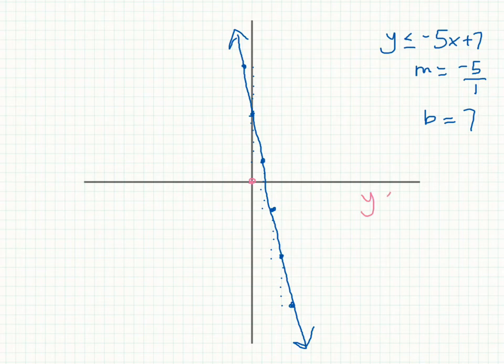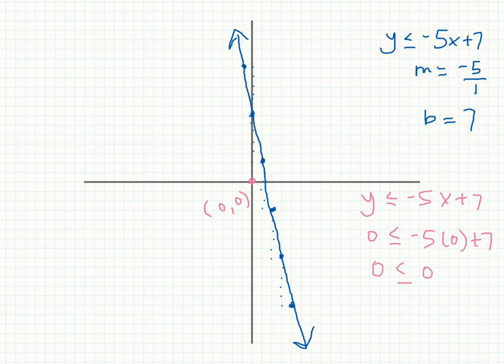So I have y is less than or equal to negative 5x plus 7. And I'm going to substitute a 0 in place of y and a 0 in place of x because my test point was (0, 0). So the 0 stays there. Negative 5 times 0 is 0. And I'm left with 0 is less than or equal to 7. Well, that is true. 0 is less than or equal to 7.